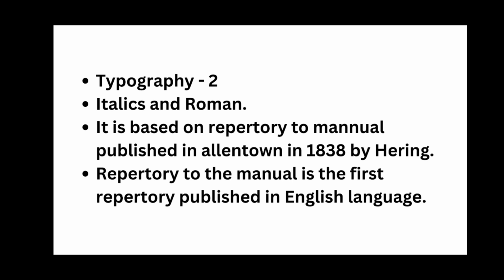The typography in Lippe's repertory is 2, italics and Roman, and it is based on the Repertory to the Manual published in Allentown by Dr. Hering in 1838. Repertory to the Manual is the first repertory published in English language. This is an important point, it can be asked in the AIAPGET exam.